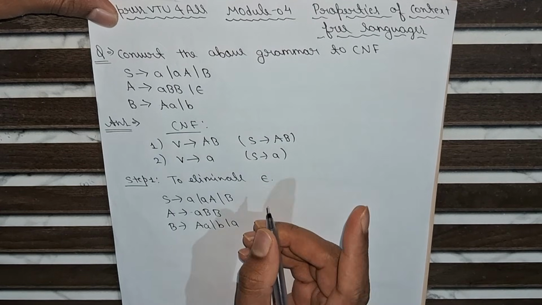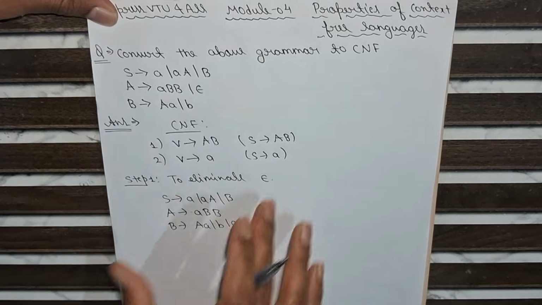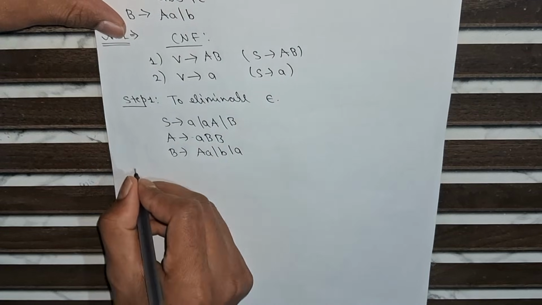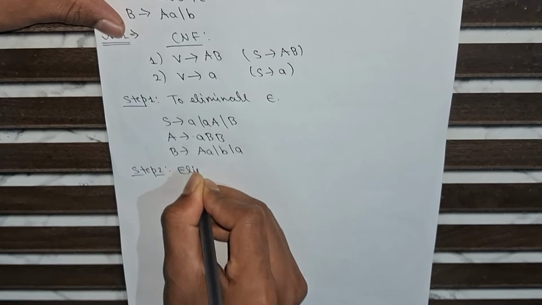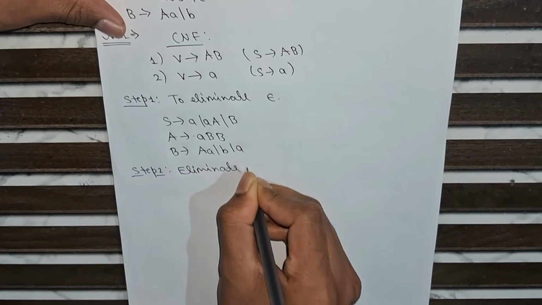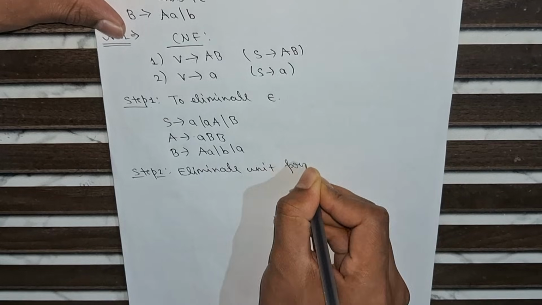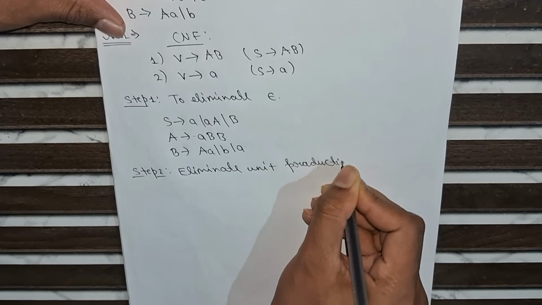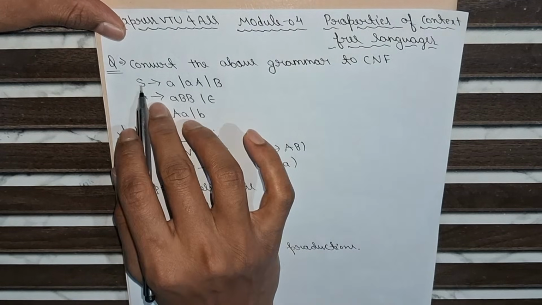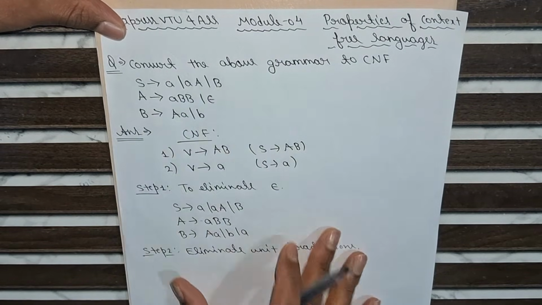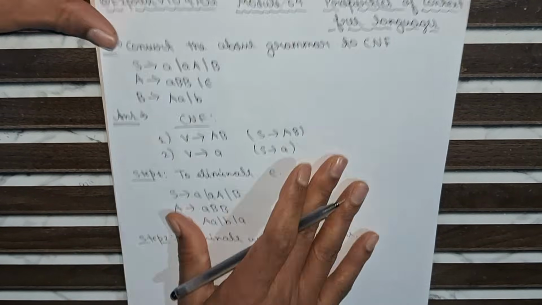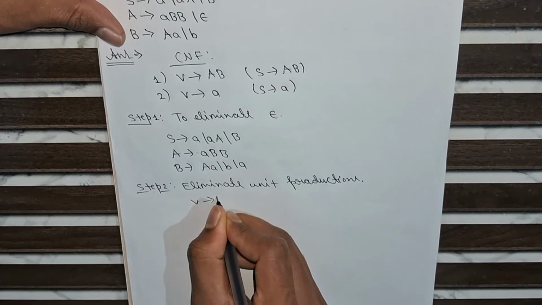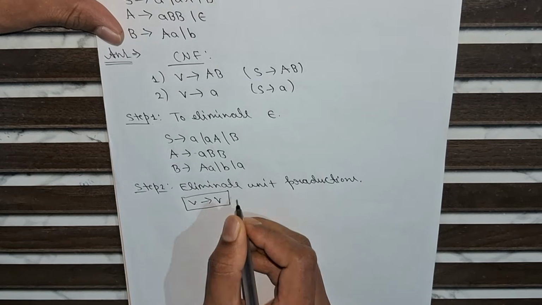Now our step 2 is to eliminate the unit productions from the given grammar. Here in the grammar only one unit production is there, S implies B. Unit productions are those productions in which a single variable implies a single variable, like variable implies variable. This is a unit production and we have to eliminate this.